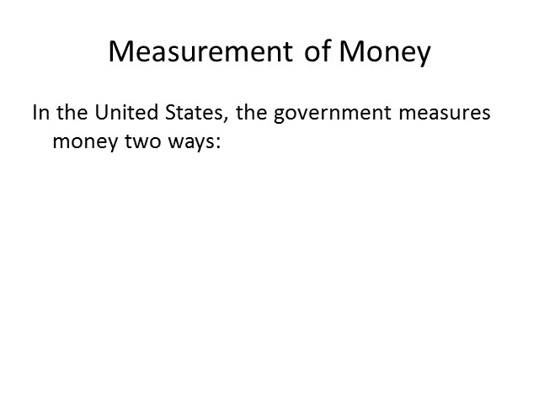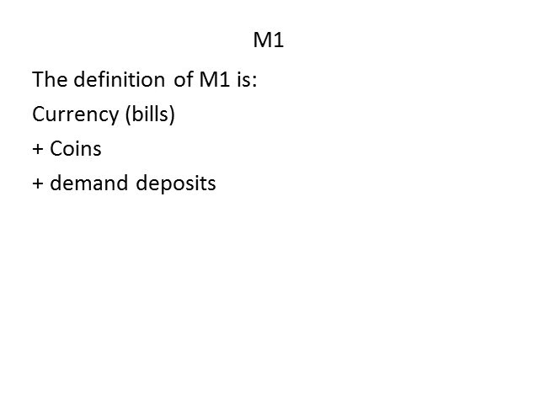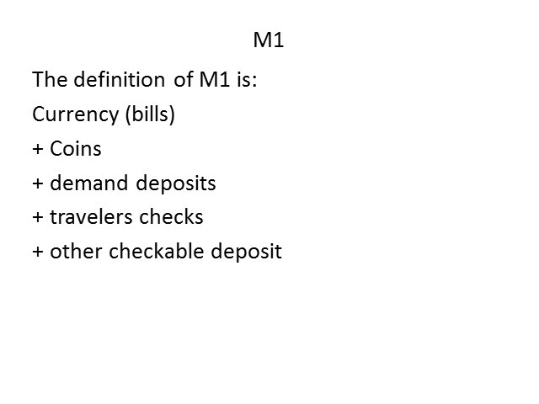In the United States, there are two ways to measure money. First is M1 and the second is M2. The definition of M1 is the sum of currency, coins in circulation, demand deposit or checking accounts, traveler's checks, and other checkable deposits like draft accounts. M1 is the most important measure of money for an economist because it is the most liquid form of money.